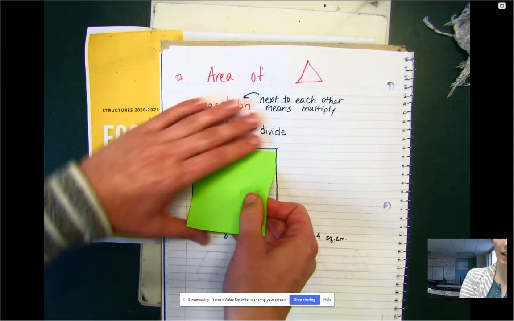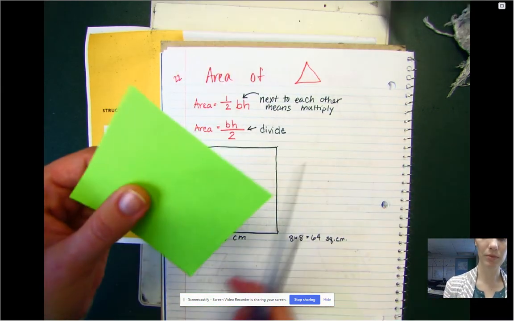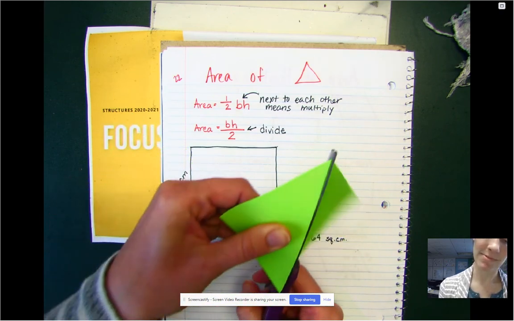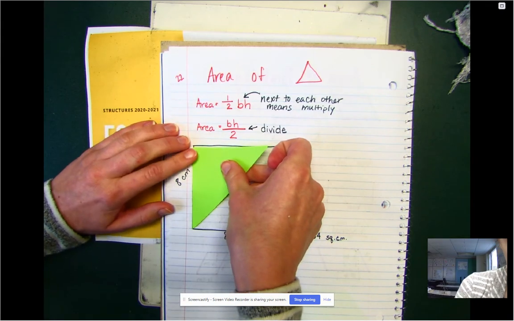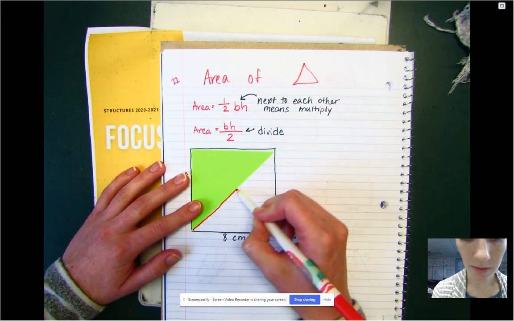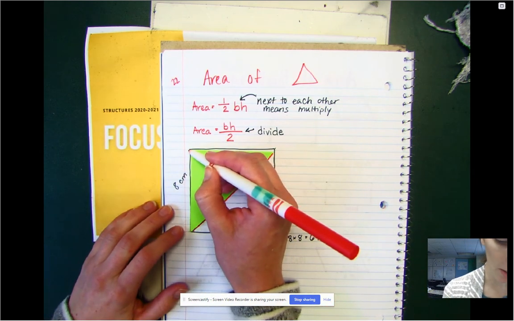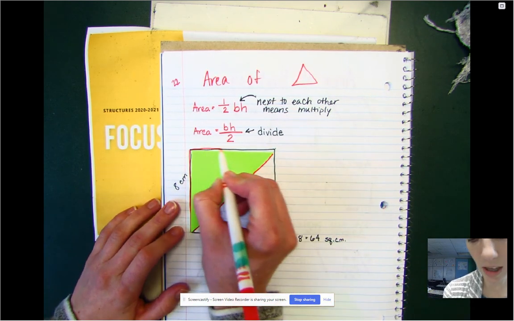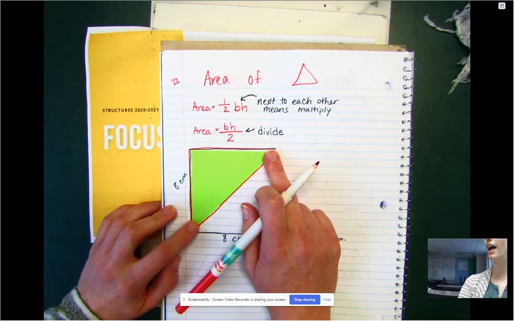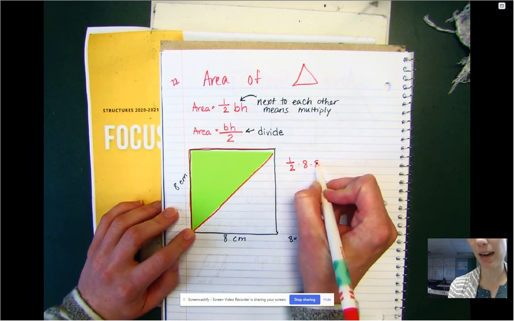Okay? If I take this square and I make it a triangle, I'm going to cut it in half like that. Now it's a triangle. And so the area of the red part is still 8 times 8, but we don't want 8 times 8. We want half of 8 times 8. So we can either do 1/2 times 8 times 8.